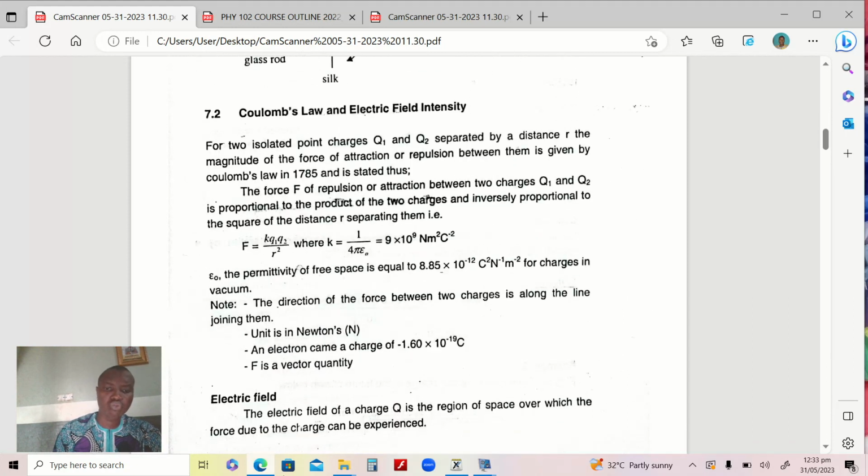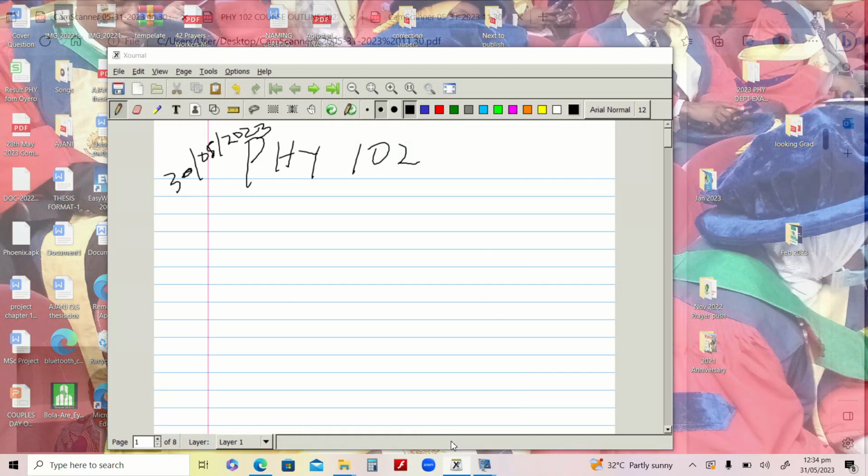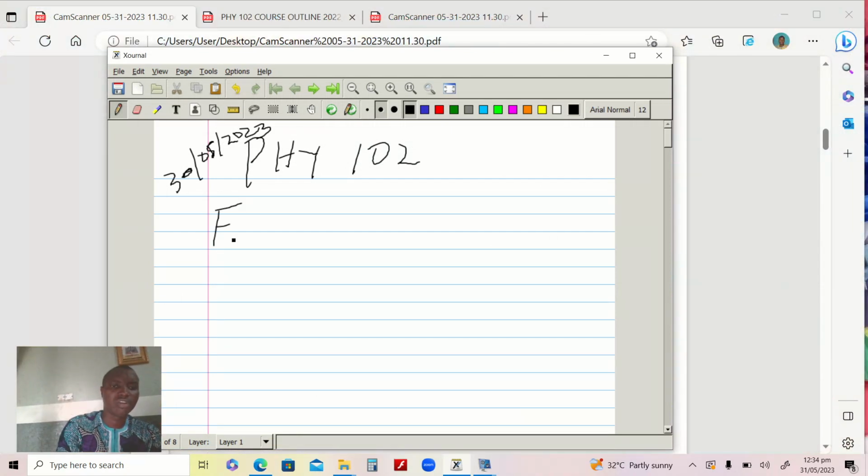Let's quickly discuss Coulomb's law. Coulomb's law says that if two isolated point charges Q1 and Q2 are separated by a distance r, the magnitude of the force of attraction or repulsion between them is given as F, which is equal to Q1 Q2 over r squared. One thing about Coulomb's law is that it's different from the gravitational law. Gravitational force talks about force of attraction only, while Coulomb's law talks about force of attraction and repulsion.